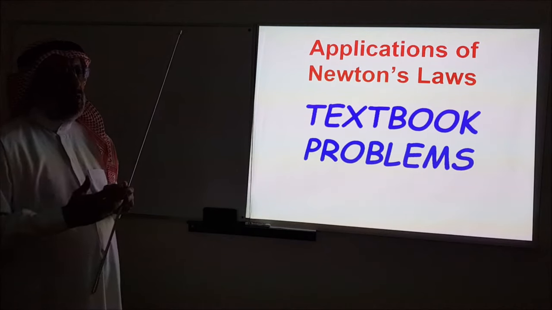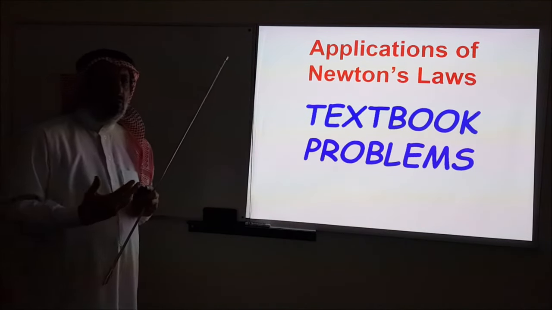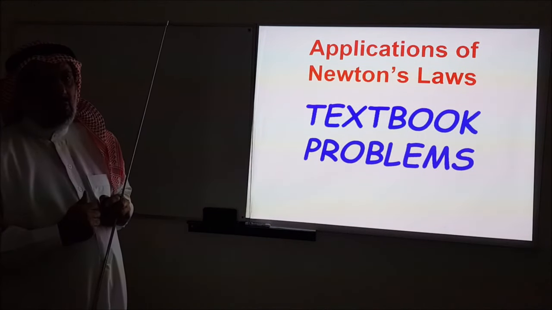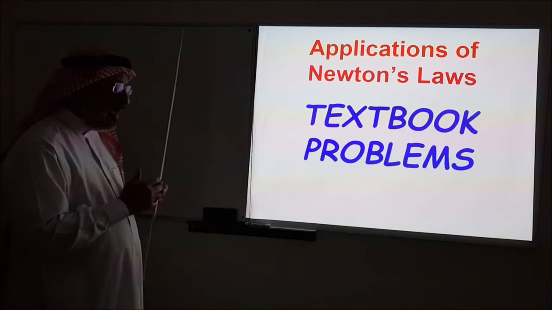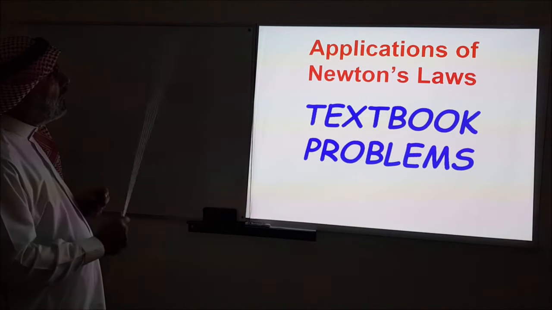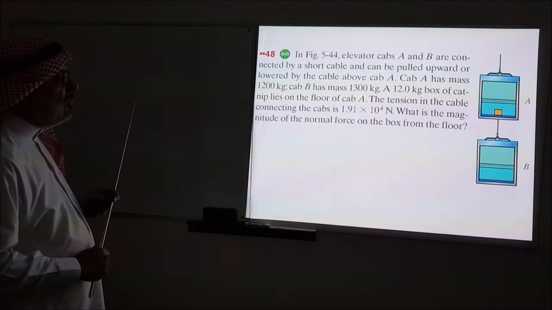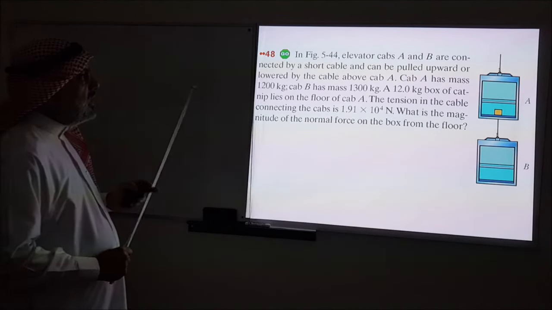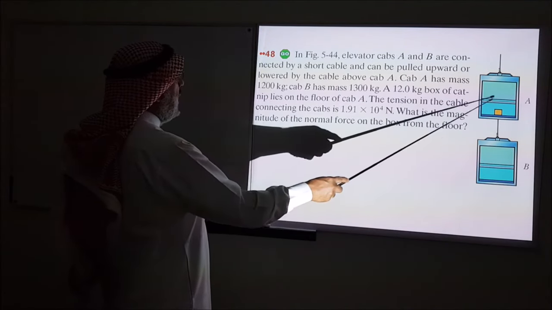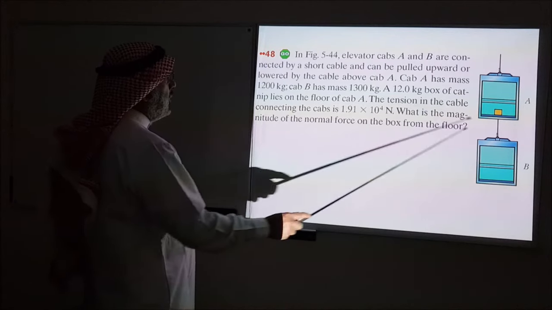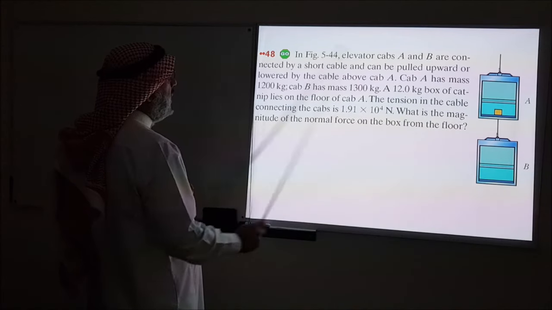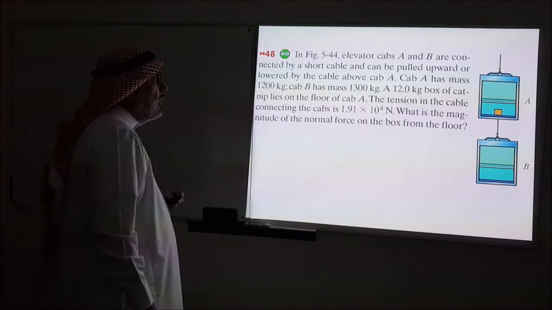But you as a student, of course, have to train yourself to solve a given problem in a typical time of 5 minutes, which is the time allocated in the exam for a given problem. Here we will take our time to discuss all the ideas related to the problem. So let's start today with problem number 48 from the textbook, which says: in this figure, elevator cabs A and B are connected by a short cable, that's this one here, and can be pulled upward or lowered by the cable above cab A.